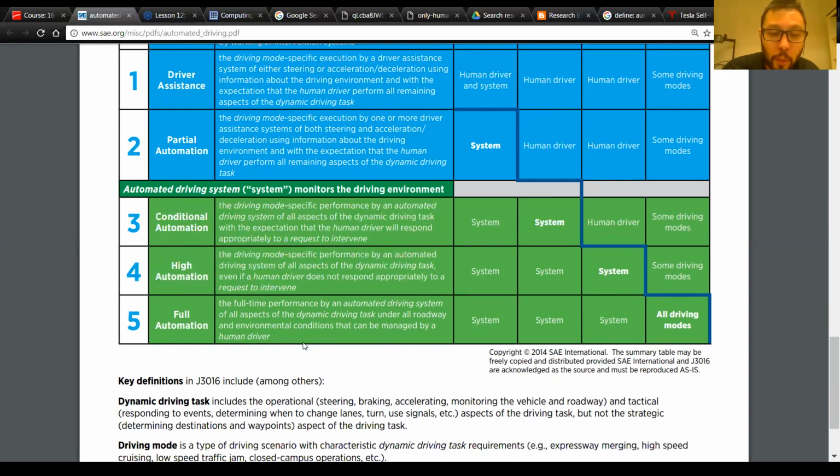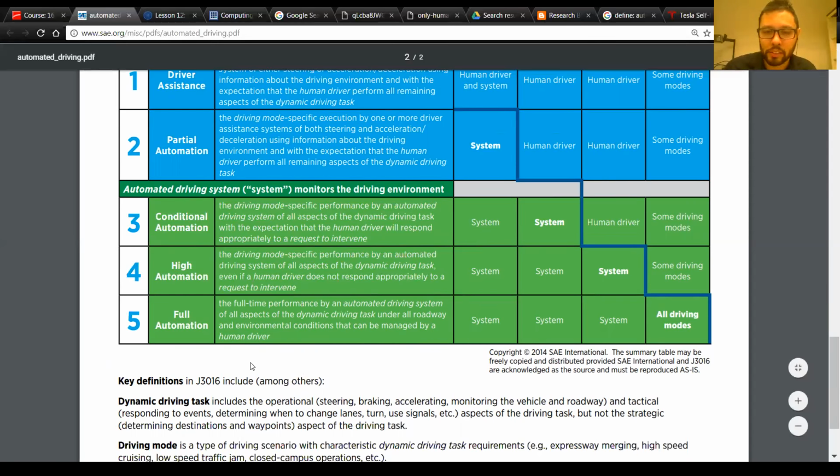But Tesla is promising that very soon all of their cars will be level 5 full automation. That means that the human being can set the car to go and then fall asleep and not pay attention at all, because the machine can handle the entire task.